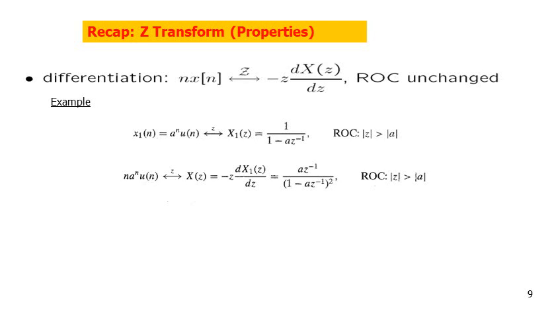Here you can see that the pole of the first z transform was at z equal to a, and for the second case, when we have multiplied the sequence by n, there are 2 poles at the same location. So the differentiation property is changing the number of poles. However, in this specific case, the location of the pole is not changed, and that is why the ROC is also not changing.